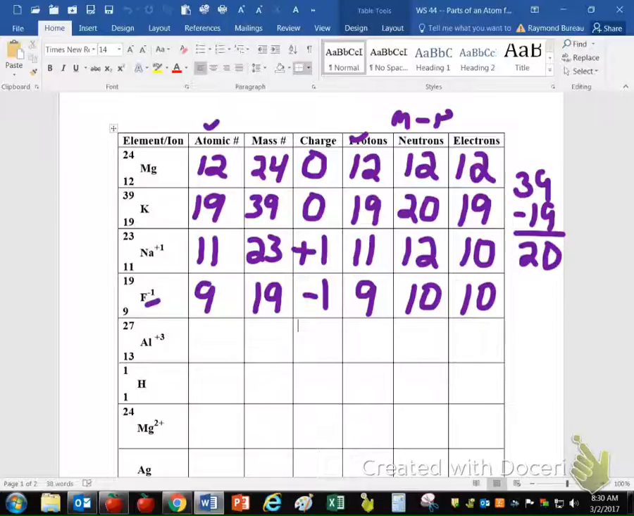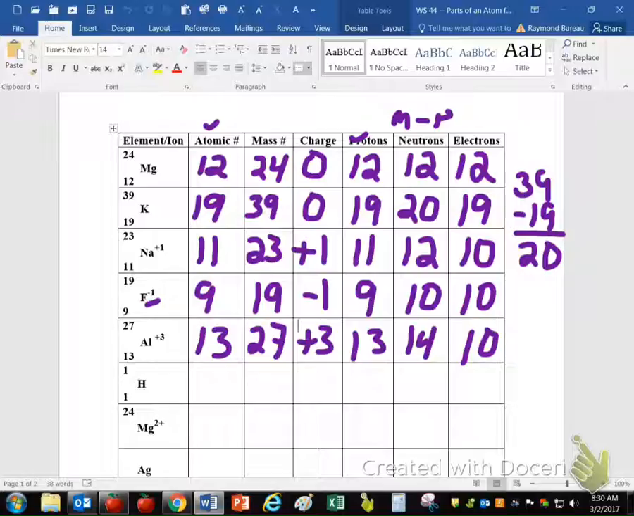Simple enough? Okay, I'm going to pause the recording, give you a chance to try the next line, aluminum 27 with a positive 3. Of course, watching the video doesn't look like I paused, but I did. And there you see the answers for aluminum. Atomic 13, mass 27, charge positive 3, as we're told. Protons, same as atomic, 13. Neutrons, how to get to 14?